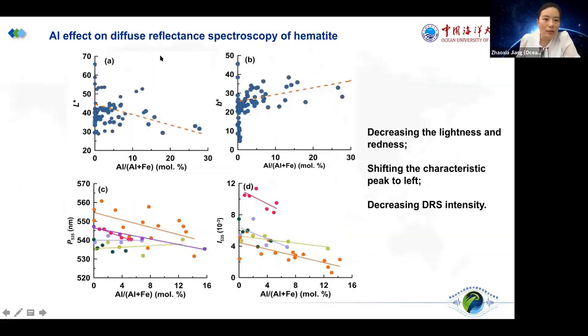And alumina also affects the DRS properties of hematite. When alumina content increases, the lightness will decrease, and also the redness will decrease, while the blueness will increase, and the characteristic peak will shift to the left, and the intensity will decrease. So it influences the DRS properties very greatly.